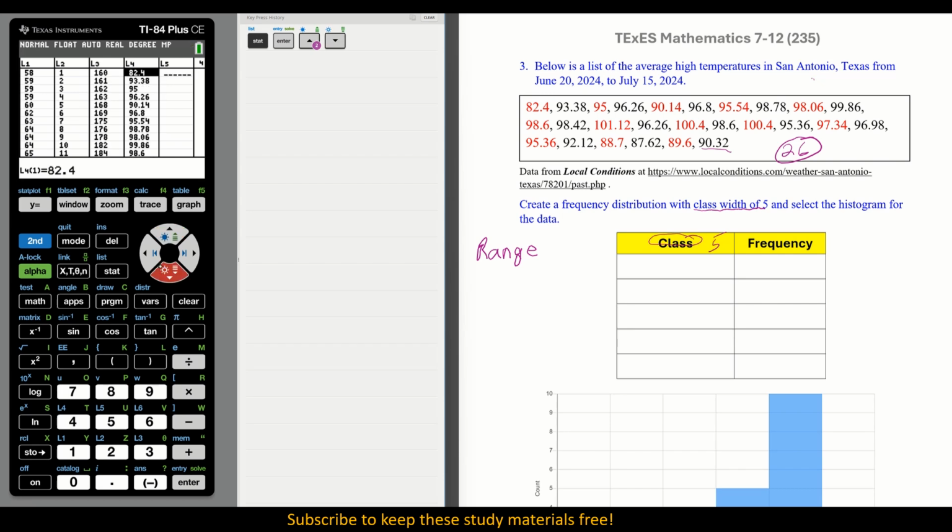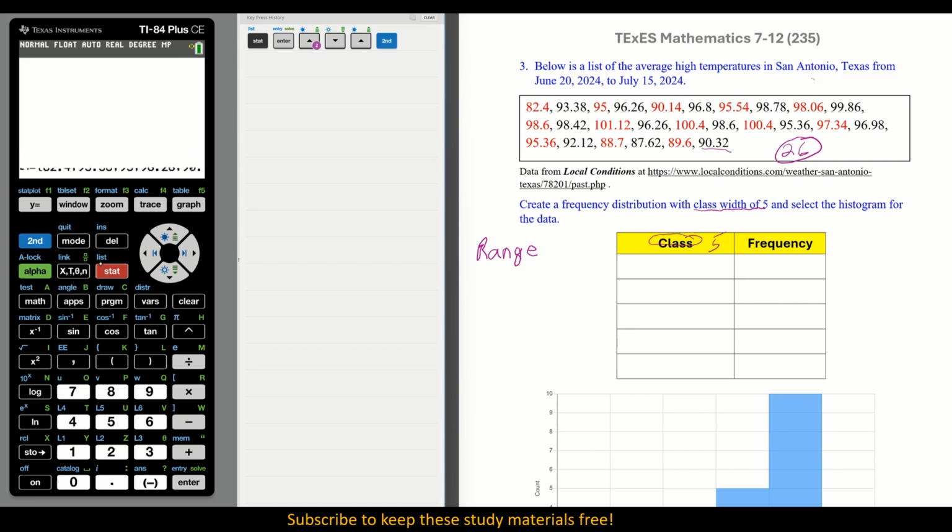Well, I'm going to arrow down. Remember, arrowing down gets us pop back up at the top. I'm going to highlight my L4. We need the range. And the only way that we're going to get this range, our largest number subtracting our smallest, is to sort the values. So highlight your column, your L4, and push second stat, arrow over to your operations, and you want number 1. You want to sort from the smallest to largest.